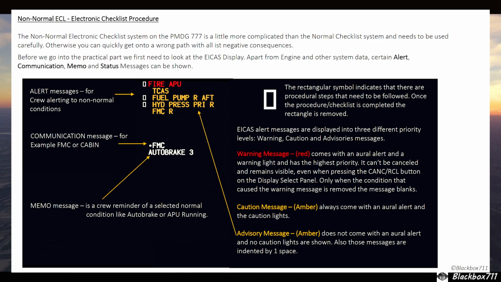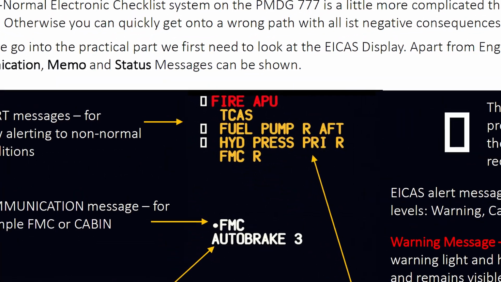Next is the caution message in amber, and this also always comes with an alert, like this one. Next is the advisory message, also in amber. Now that one does not come with an oral alert, and also no caution lights are shown. One key difference is that the advisory messages are indented by one space.